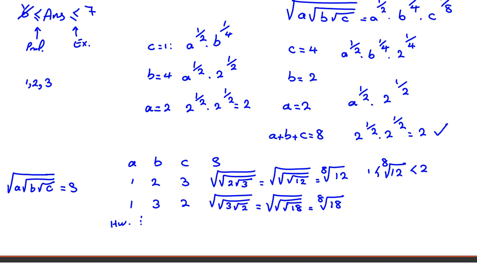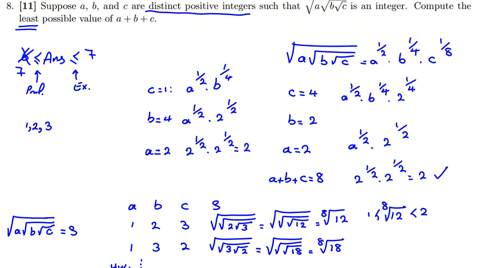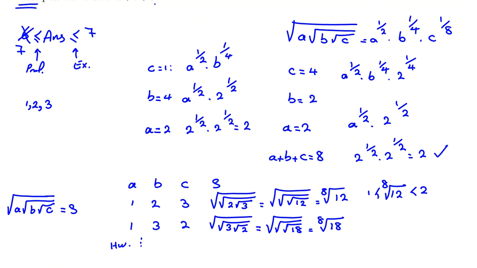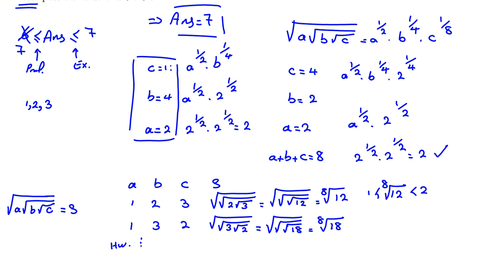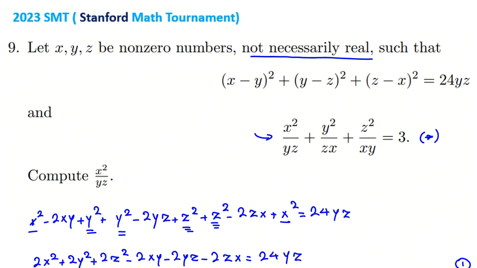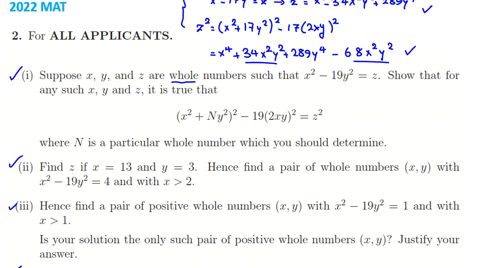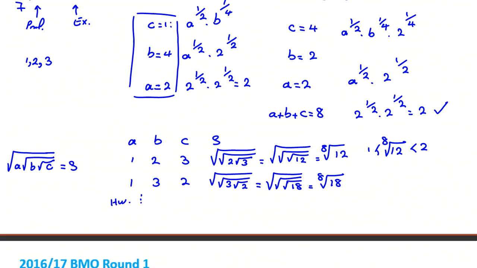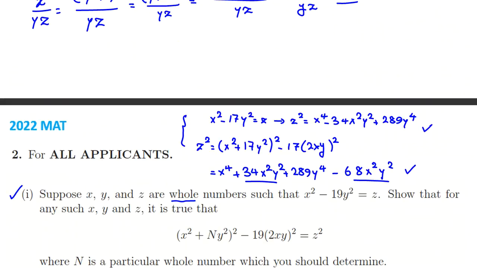And so the answer, we proved the answer cannot be 6, at least 7. Also, we found an example in which A is 2, B is 4, C is 1. So the answer is 7. Okay. So this problem was from the Harvard-MIT Math Tournament. We've solved related problems from Stanford and BMO and other math problems.